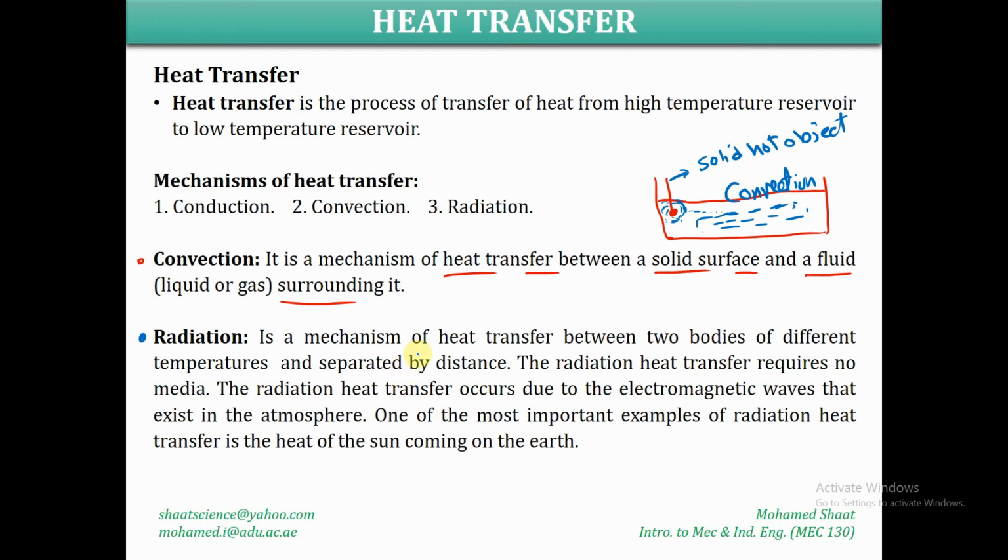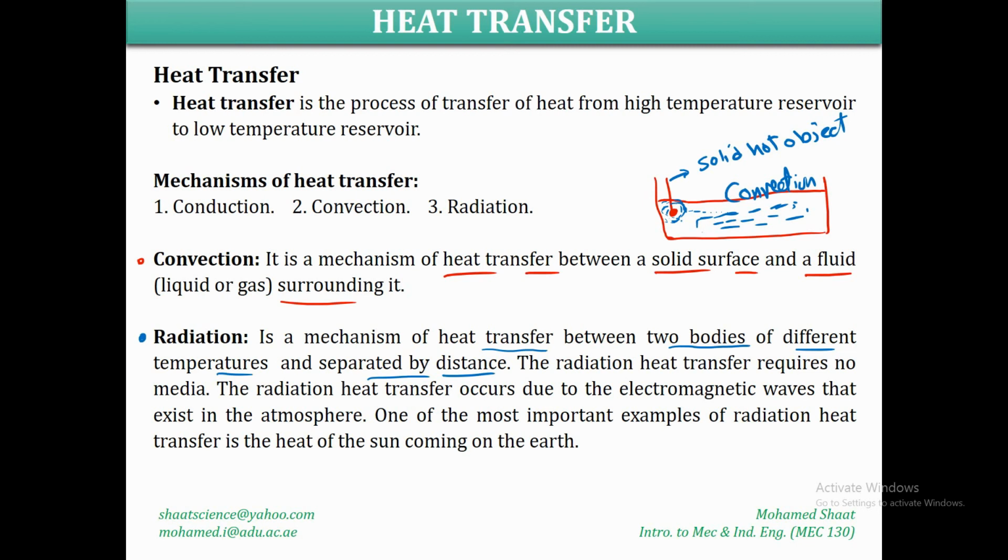Radiation is a mechanism of heat transfer between two objects of different temperatures and separated by a distance. It means that they shouldn't be in direct contact. This is the heat transfer by radiation. Radiation doesn't require a specific medium to allow for the heat transfer. It means that the heat could transfer through solid objects, through fluids. Also, it could transfer in vacuum.